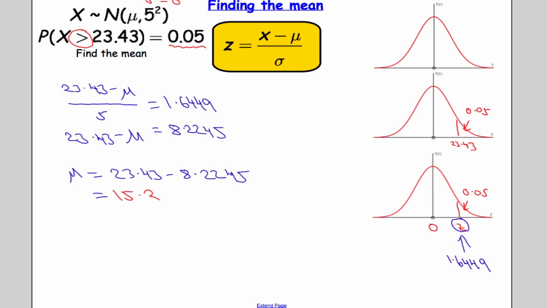Okay, let's move on to the second example. We're asked now to find the standard deviation if a random variable x is normally distributed with a mean of minus 32 and a standard deviation of, well, that's what we're looking for. The probability is given that x is less than minus 31.3 is equal to 0.9. And we're going to find the standard deviation, or sigma.